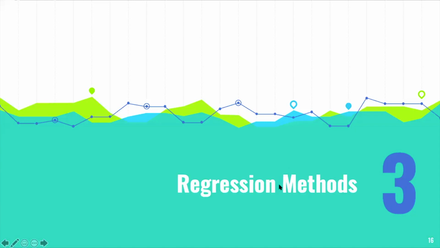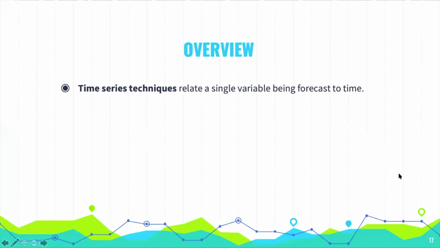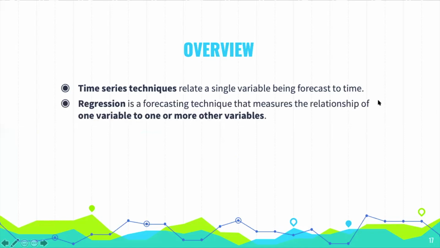So let us now proceed to the second method of forecasting, which is the regression methods. So time series techniques, as we discussed a while ago, only relate to a single variable being forecast to time. So meaning, ang kinonsider lang natin na factor is time lang. For regression, it is a forecasting technique that measures the relationship of one variable to one or more other variables. So we now consider other variables other than time.